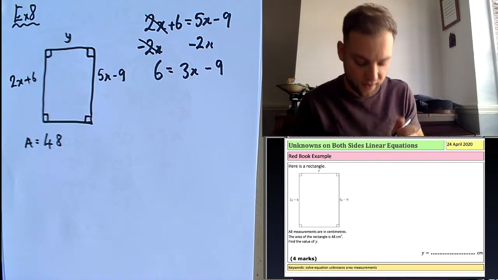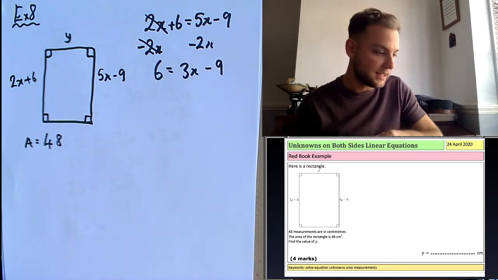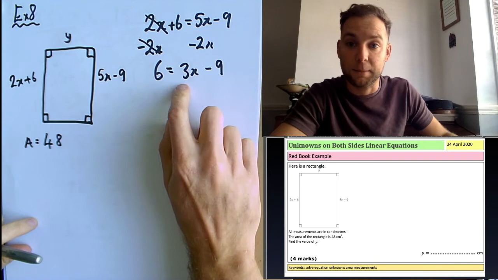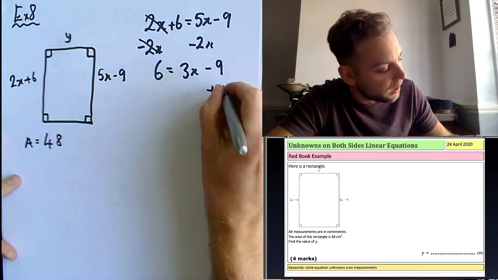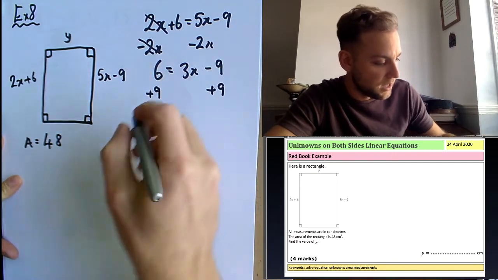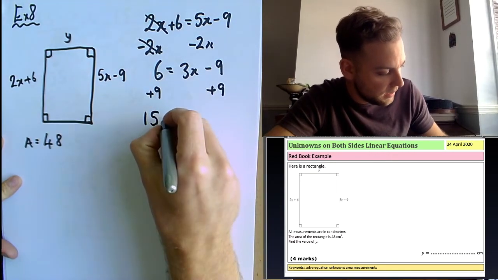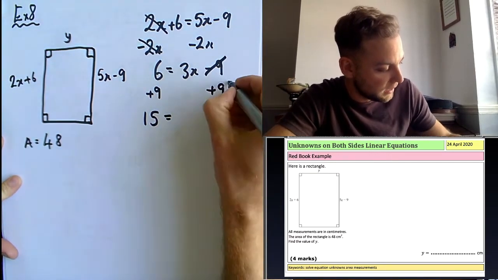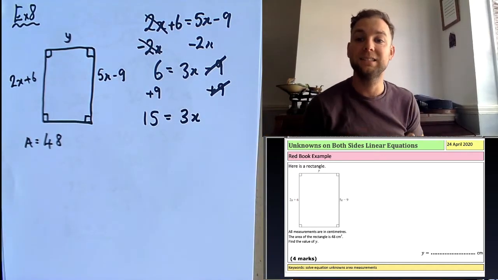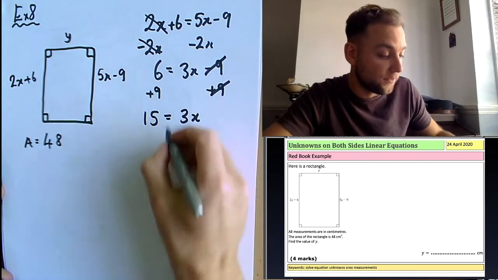Remember, I'm solving to find x. So the next thing I need to do is to get rid of this minus 9. Then I'm going to divide by 3. So plus 9, plus 9. So 6 plus 9 is equal to 15, which is equal to, these are going to cancel to just leave you with 3x.